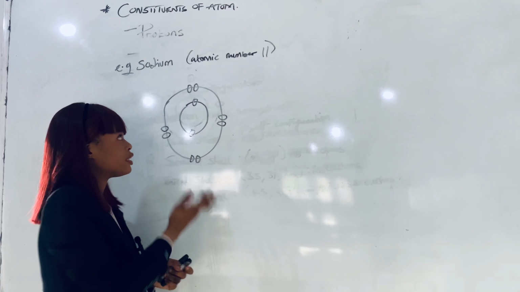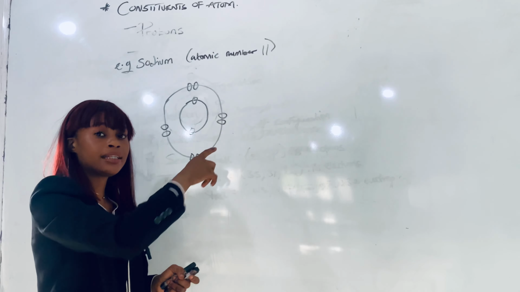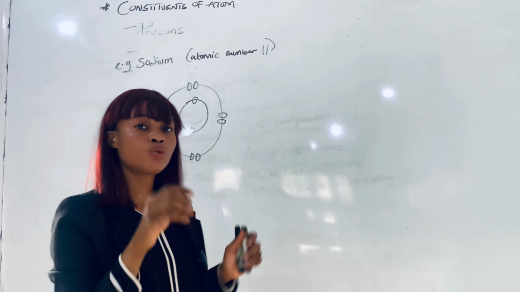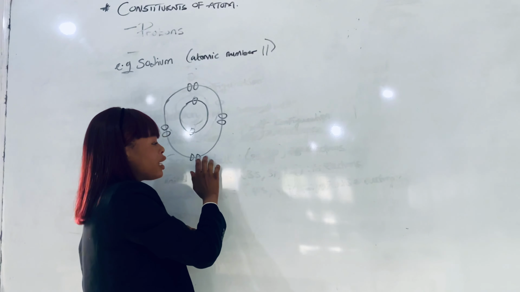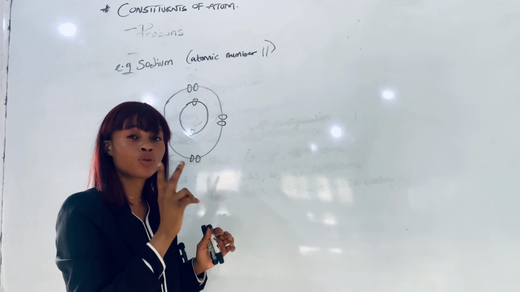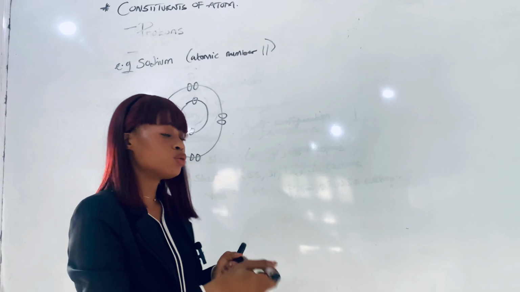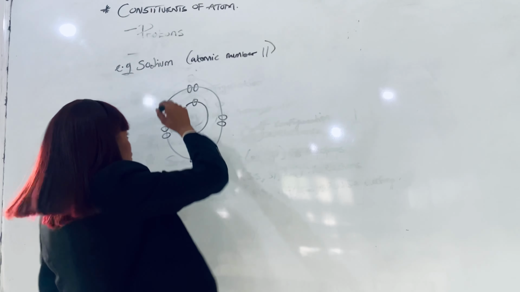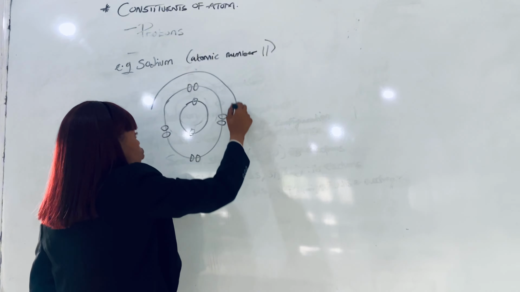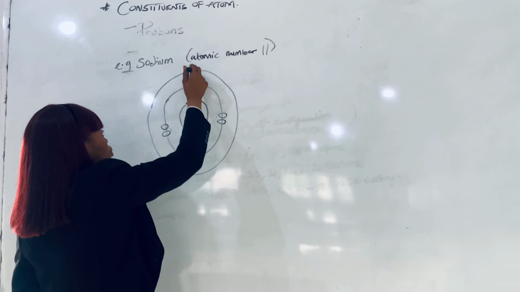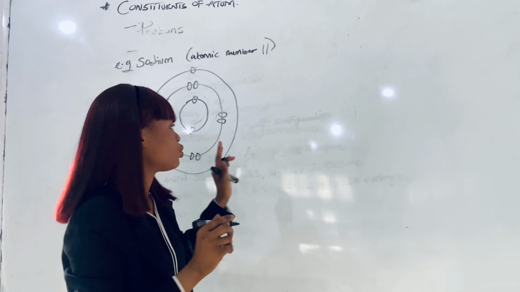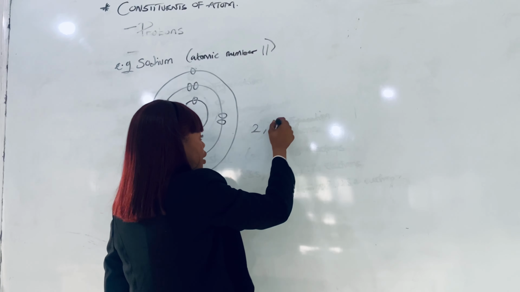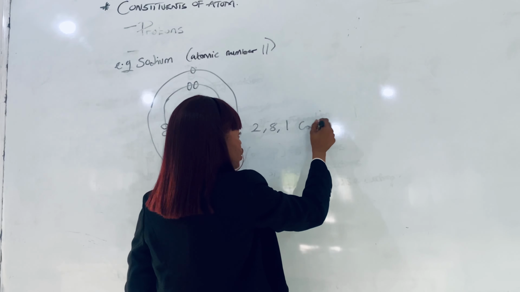But 8 plus 2 is 10 and not 11. So meaning that 1 electron is left. So what do we do with that 1 electron? We place it on the second shell? No. The second shell can only accommodate a maximum of what? 8 electrons. So what do we do? We move the leftover electron to the third shell, and then we place it at the top. So this is the electron configuration of sodium. So we have 2, 8, 1 configuration.